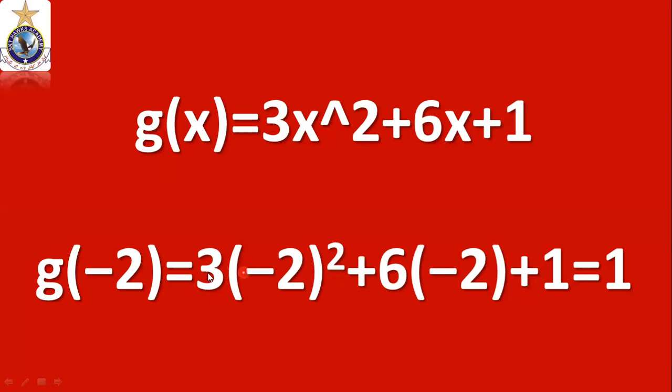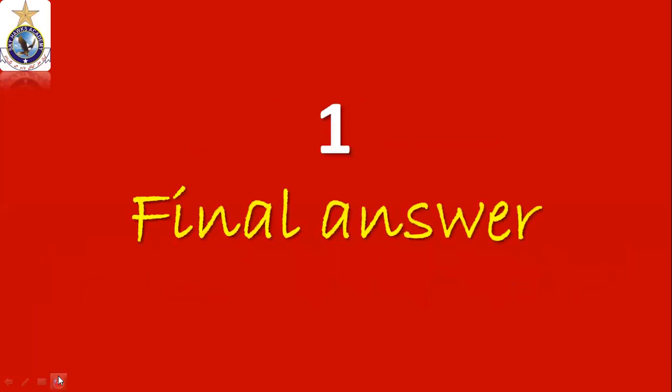If we simplify this, we will get 1. 1 is the answer after substituting, or replacing, the x with -2. So g of f of x is 1. That is the final answer. I'm sure that you got something from this example. If everything is clear, there is no need to repeat this one. We are just doing some more questions.